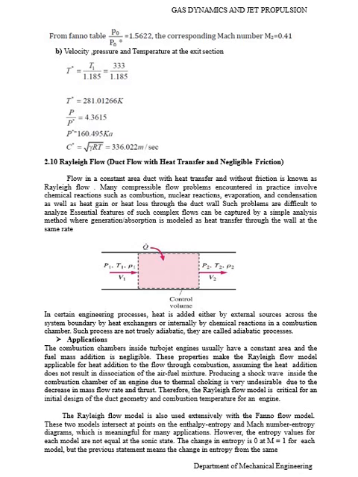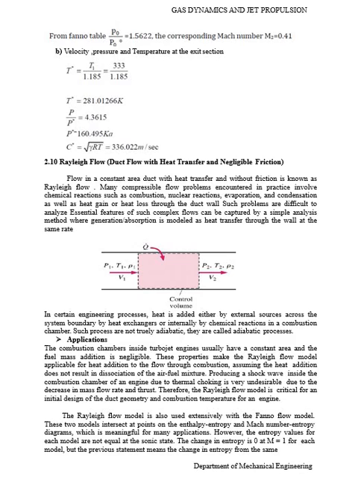Application. The combustion chamber inside a turbojet engine usually has a constant area and the fuel mass addition is negligible. These properties make the Rayleigh flow model applicable for heat addition to the flow through combustion, assuming the heat addition does not result in dissociation of the air-fuel mixture. Producing a shock wave inside the combustion chamber of an engine due to thermal choking is very undesirable due to the decrease in mass flow rate and thrust.